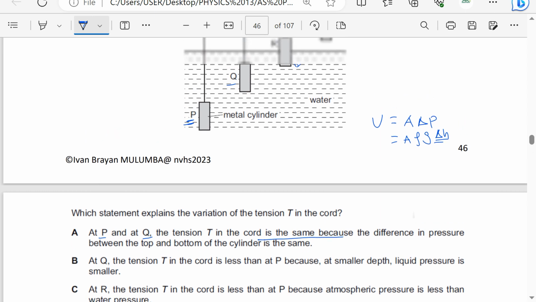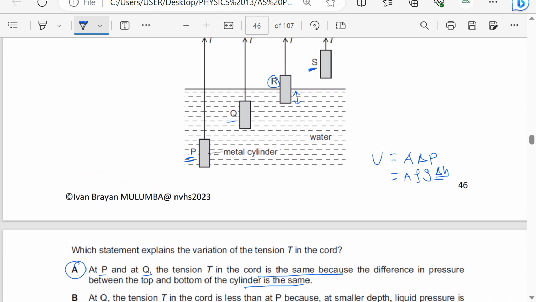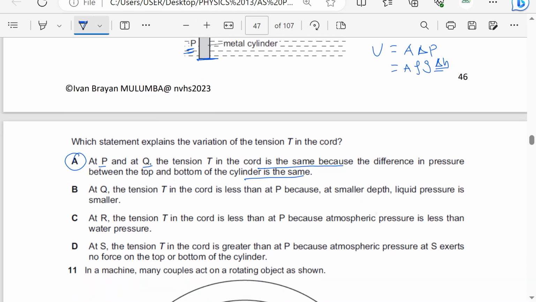I think I mentioned that. The difference in the pressure between the top and the bottom of the cylinder is the same. That statement is correct. So the answer is C. Because the upthrust depends on the pressure difference between the top and the bottom of the object, not the depth where it is, it means the upthrust in position P and Q is the same. So the answer is automatically A. I will not check B, C, and D.